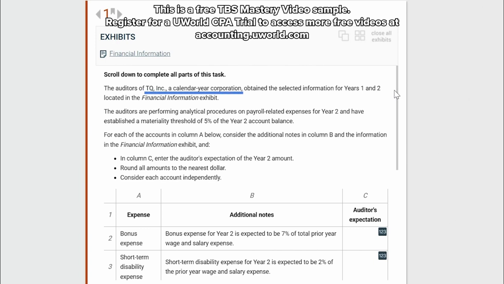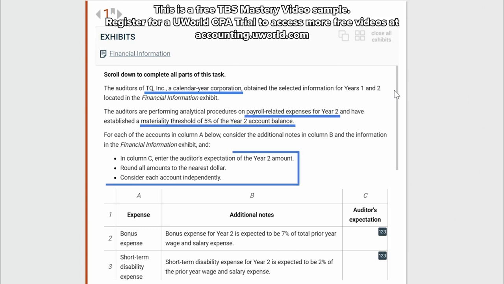TQ is a calendar year corporation, and the auditors are looking at payroll-related expenses for year 2. Specifically, the auditors are performing substantive analytical procedures which require development of an estimate that can be compared to the client's number. They've also established materiality at 5% of the year 2 account balance. And then the usual instructions are present. I'm going to be entering my number, my auditor estimate. The numbers that I enter need to be rounded to the nearest dollar, and each situation is independent.